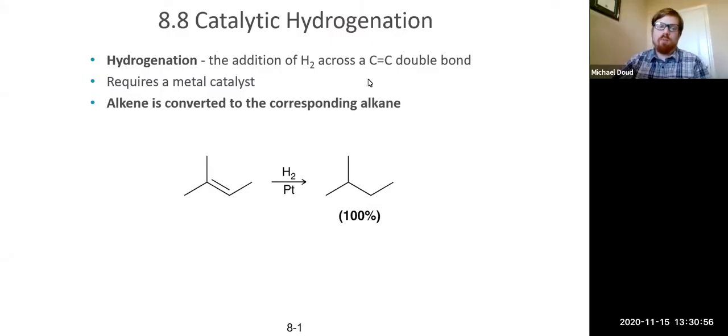Welcome back to your OChem 1 lecture. We are right in the middle of chapter 8, or that is chapter 9 if you're in the second edition, chapter 8 in the third edition. And we are talking about addition reactions for alkenes.